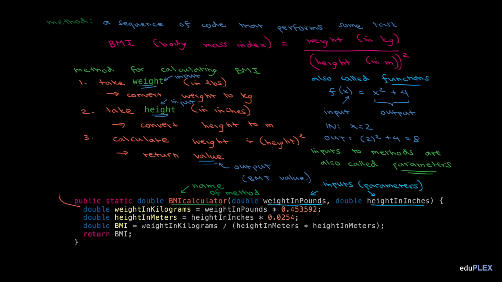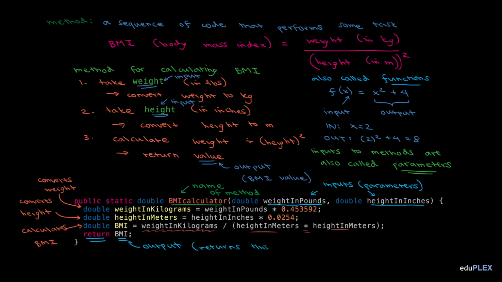The first line of the program converts the weight in pounds, which again was an input or a parameter, to kilograms. The second line converts the height in inches to meters. The third line takes those two new values and calculates the BMI by dividing the weight by the height squared. This very last line of the method is the important part, the output. It returns the value of the BMI to the user.